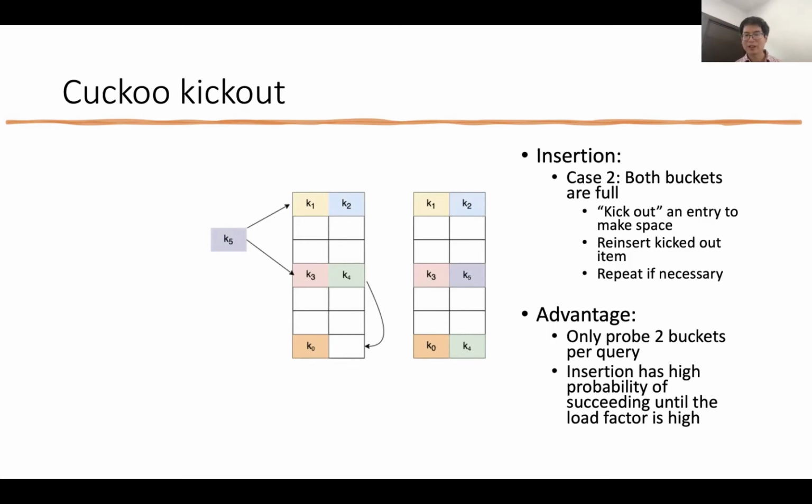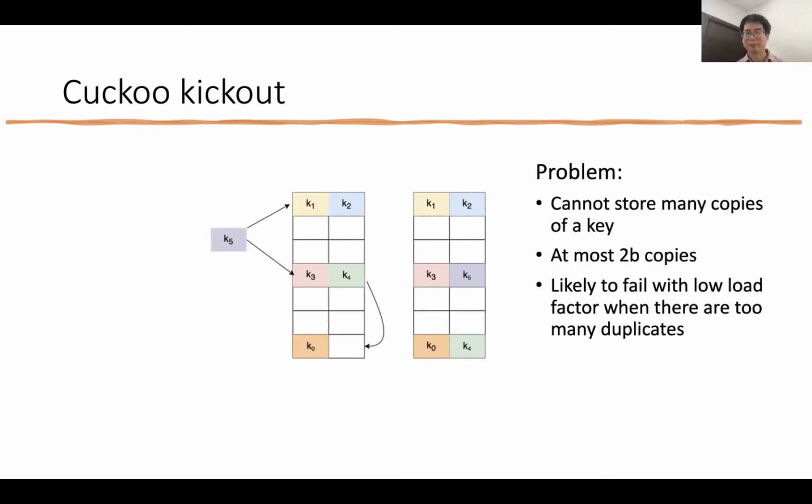The advantage of doing so is that I only need to probe 2 buckets per query. So this both helps with the query time processing, so that I can get constant time queries, and it keeps the false positive rate bounded. The other nice thing is that by doing this repeated kickout procedure, the insertion has a high probability of succeeding until the load factor is actually quite high. The problem with this approach is that you can't store many copies of a key. Since there are only 2 candidate buckets, and if each bucket contains at most B entries, then you can store at most 2B copies of the key. So you're likely to fail with a low load factor when there are too many duplicates.